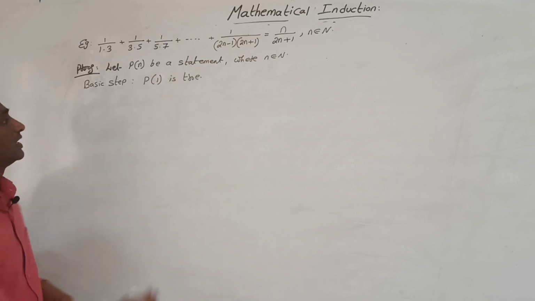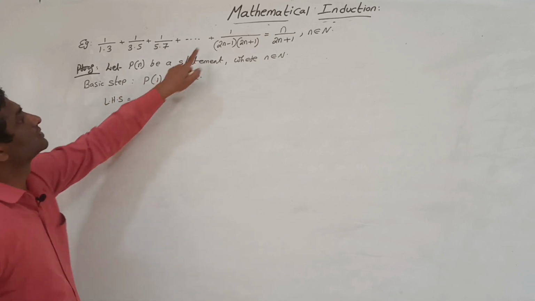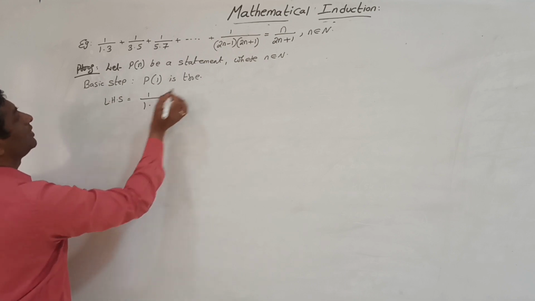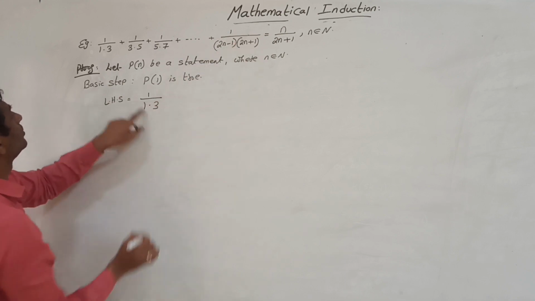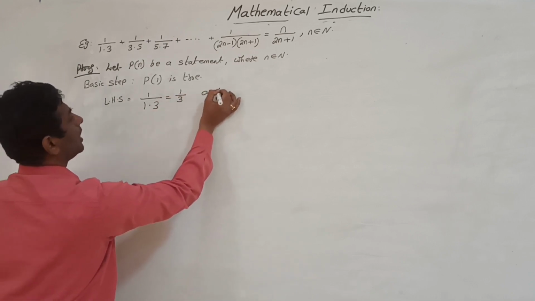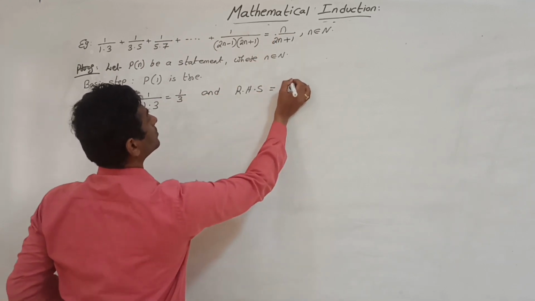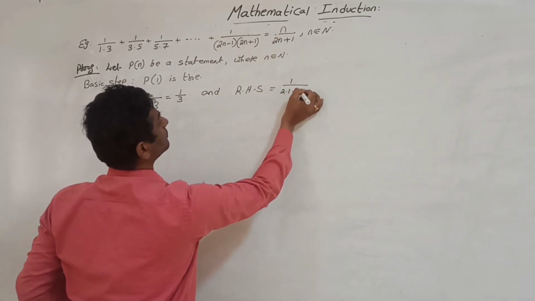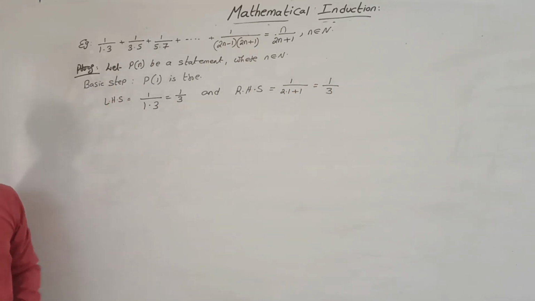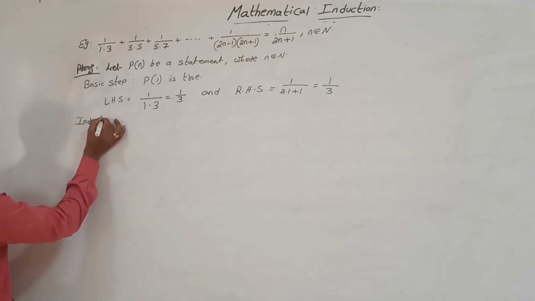So what happens if you put n equal to 1 on the LHS? LHS is 1 by 2 into 1 minus 1 into 2 into 1 plus 1, that gives 1 by 1 into 3, which is 1 by 3. And RHS, what happens? If you put n equal to 1, 1 by 2 into 1 plus 1, that is again 1 by 3. So the given statement is true for n equal to 1. So next, inductive hypothesis.